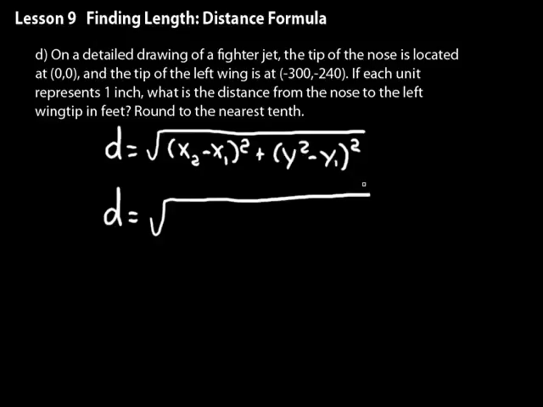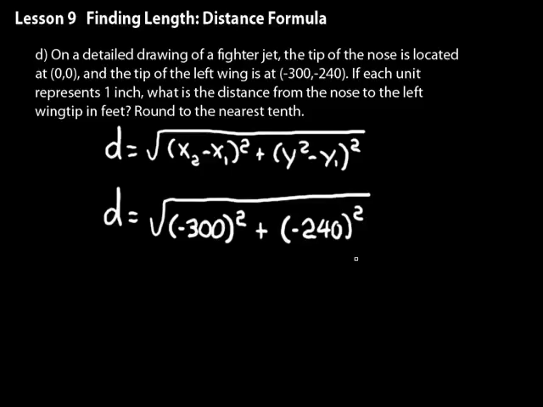And so we'll just go ahead and do that now. For x2, we'll use that second set of values: -300, and then minus 0, that would just equal -300. So we can say -300 squared plus y2, that would be -240 minus 0, that'd just be squared again. Now, we want to know the distance in feet here, and these coordinate units are in inches, so -300 inches, -240 inches. We could go ahead and convert to feet right now if we wanted to, or we can wait till later. Either way, I'll just go ahead and do that now.